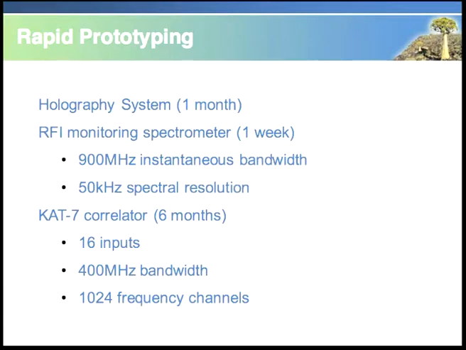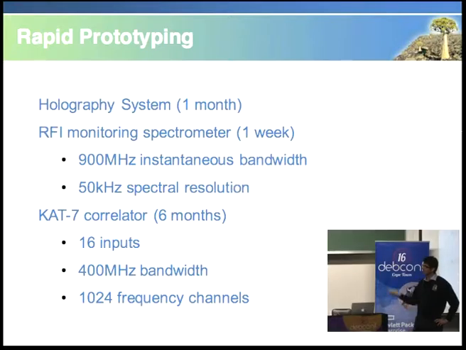Instead of taking years to develop these systems, we built a dish monitoring system in a month, and built an RFI monitoring spectrometer, the same one I was showing off yesterday, in one week. And it took us 6 months to build the KAT-7 correlator, a whole lot less than the 10 years people were estimating.